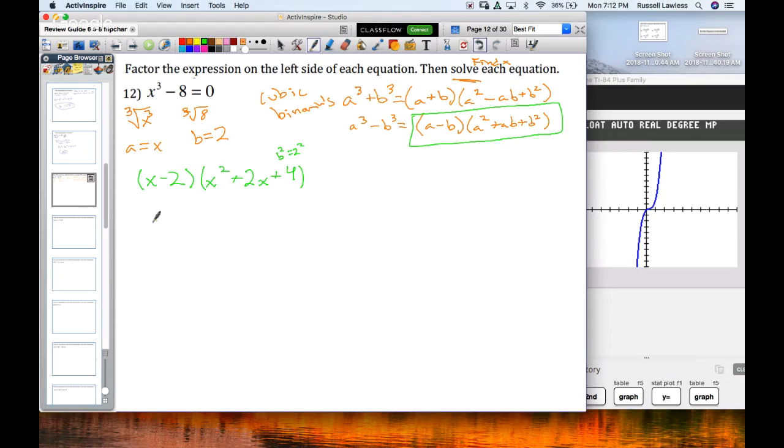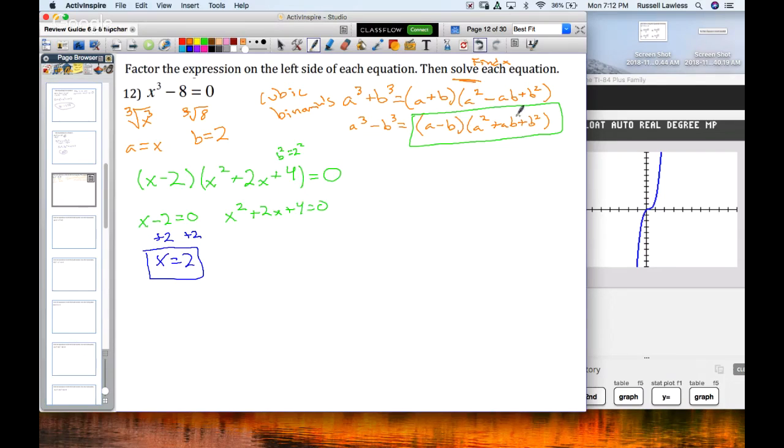Now, since I'm solving, I'm going to set both of these parentheses equal to 0. So that means x minus 2 will equal 0, and x squared plus 2x plus 4 will equal 0. So to solve the first one, I'm just going to add 2 to both sides. So then x will equal 2. That's good so far.